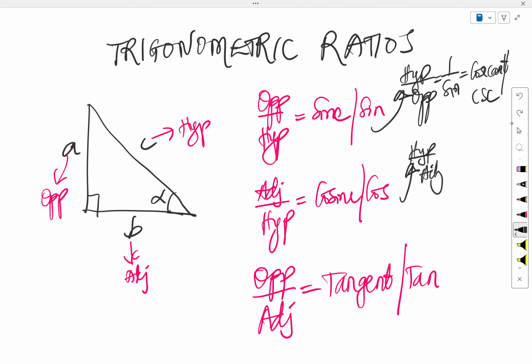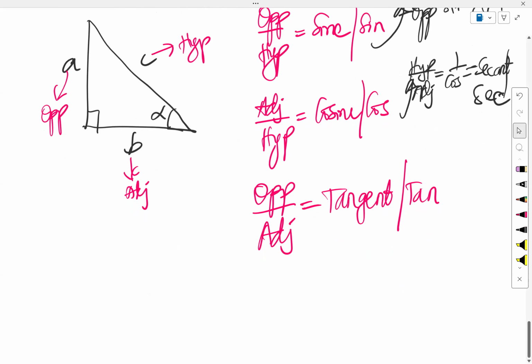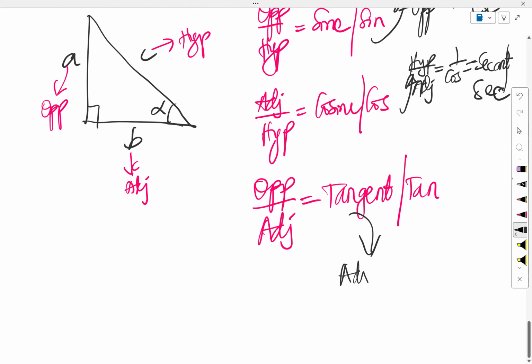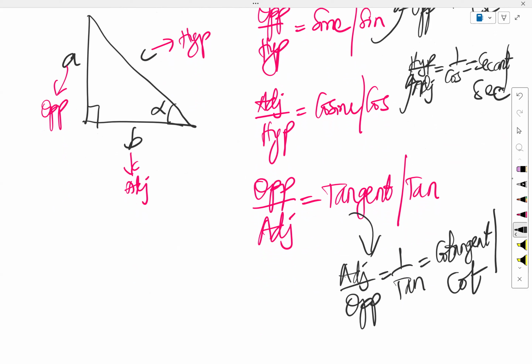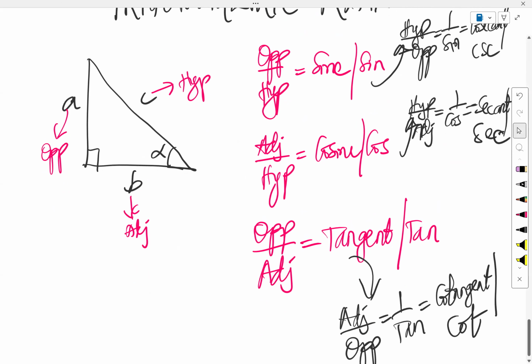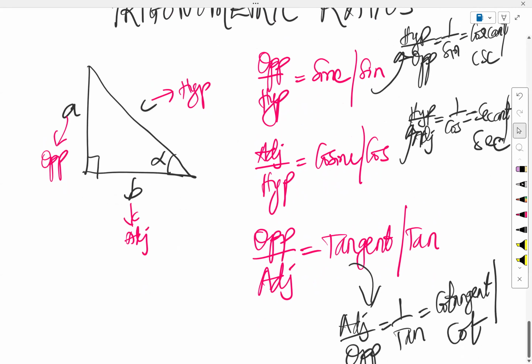Again, we can have the hypotenuse over adjacent, and that is the reciprocal of cosine, which is simply what you know as the secant, sec for short. And lastly, you have adjacent over opposite, and that is the reciprocal of tangent, and that is simply called cotangent, or cot for short. So these are the 6 we have. You have sine, cos, tan, and their reciprocals, cosecant, secant, and cotangent.